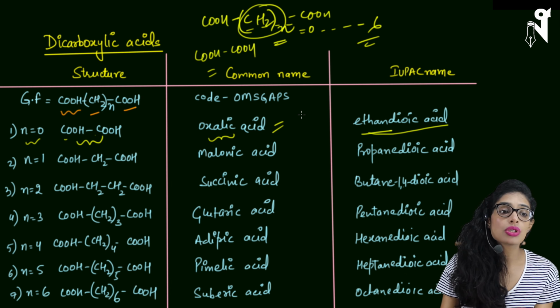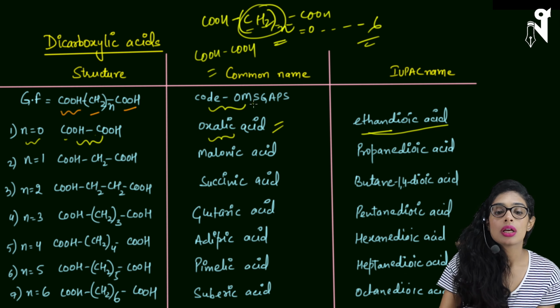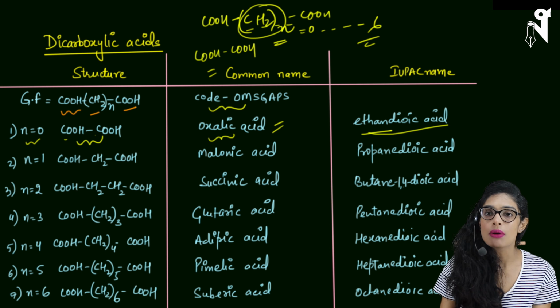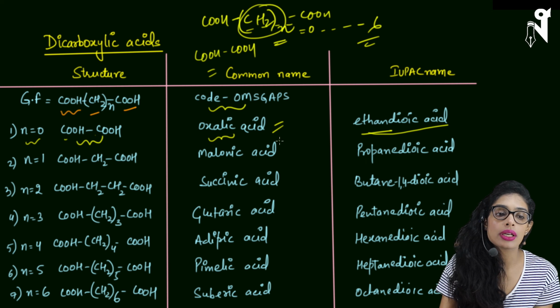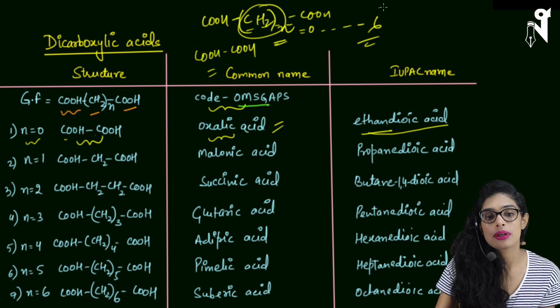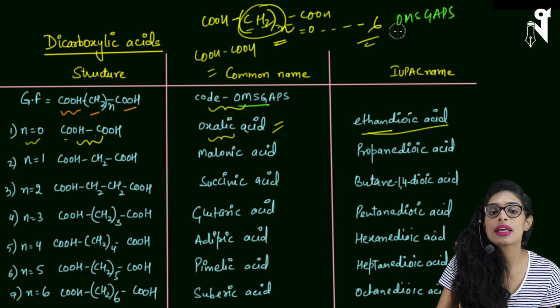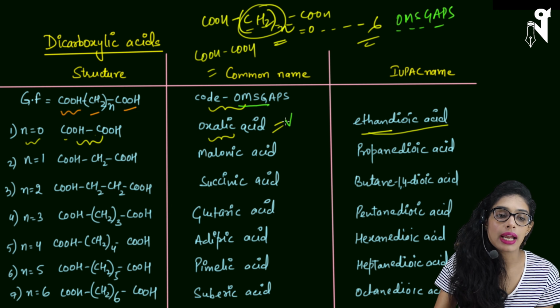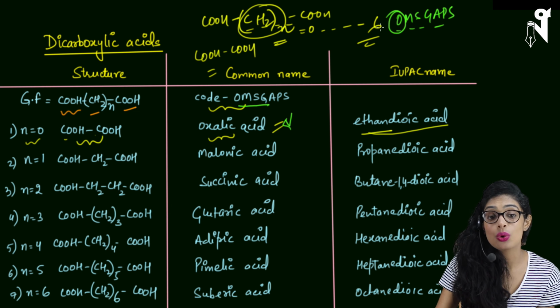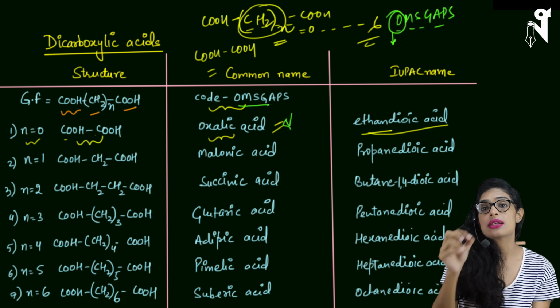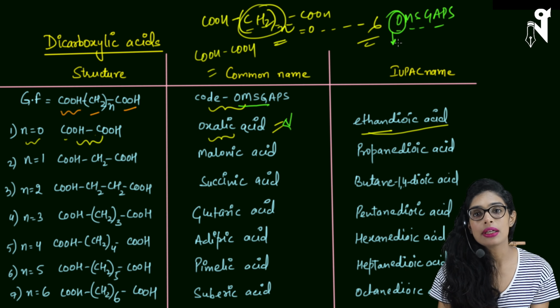So here I have used a code. What do you mean by a code? Basically a shortcut to remember the common names of these dicarboxylic acids, and that code is OMS GAPS, or Ohms gaps, as I call it. These are the initials of the common names. The first common name we have just encountered, and that is oxalic acid. So this represents O. That means the smallest dicarboxylic acid is oxalic acid.